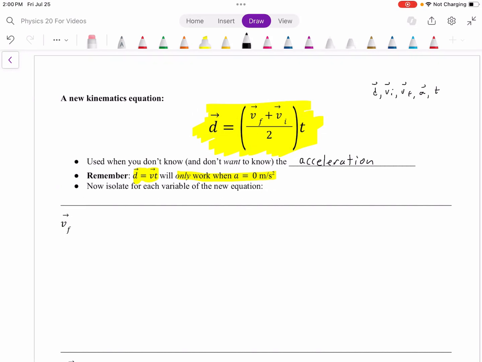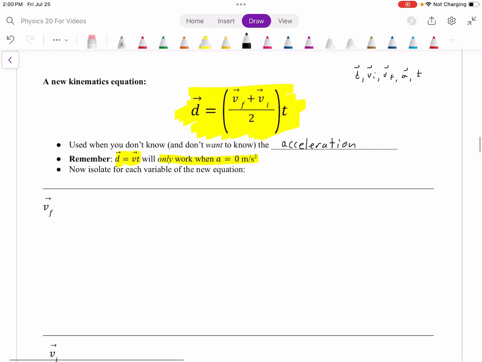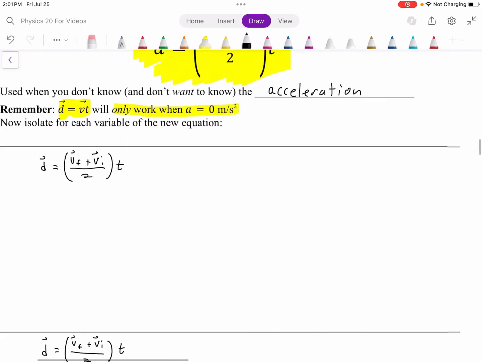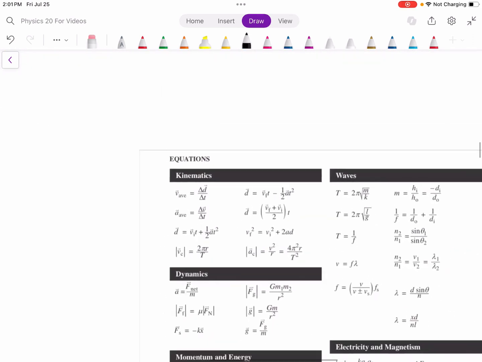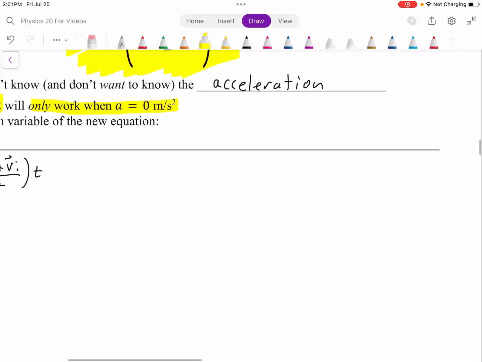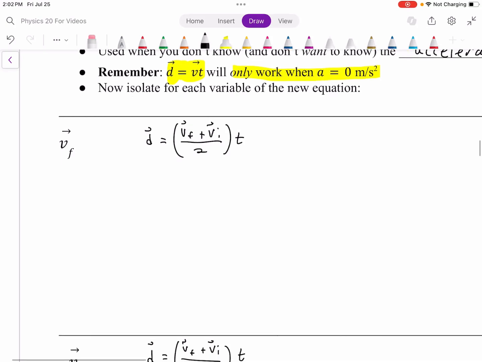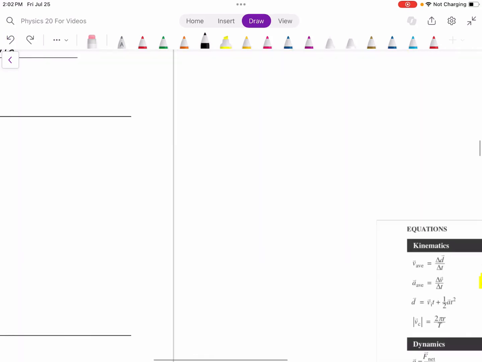All right, let's get some practice manipulating this one. Starting from how the equation appears on our formula sheet, right there, we want to now isolate VF. Because remember, all you get is your formula sheet for quizzes and exams. So you need to be comfortable with manipulating to find the variable you need, not just the one that's already isolated on your formula sheet.